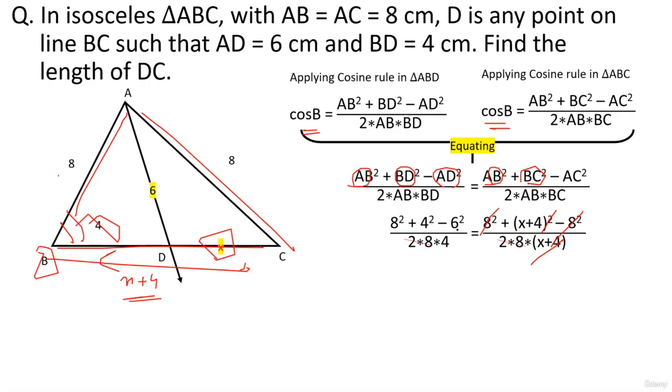64 plus 16 is 80 minus 36, 44 upon 4. This will be 44 upon 4, sorry, will be 11. And on the right hand side, x plus 4. So x plus 4 is equal to 11, x is equal to 7. That's the required answer. Okay, so you can solve the same question using the cosine rule also.